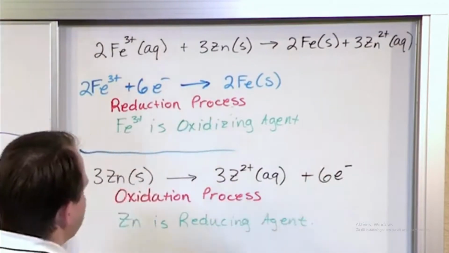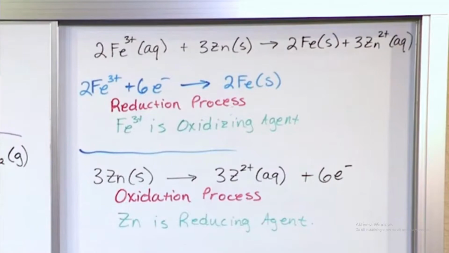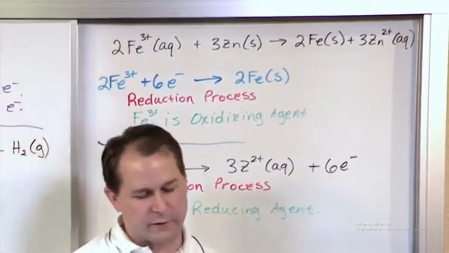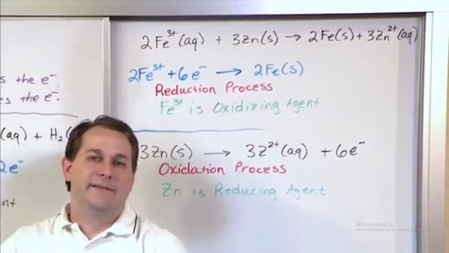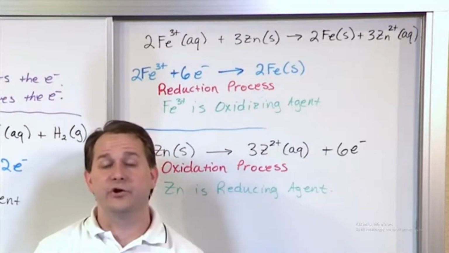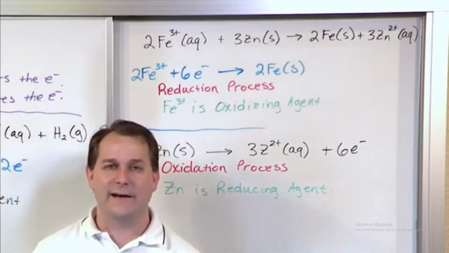And again, it's all consistent with the definitions. A reducing agent is something that donates the electrons. This is donating these 6 electrons. So that wraps the section up in half reactions and identifying oxidation or reduction processes in a half reaction.